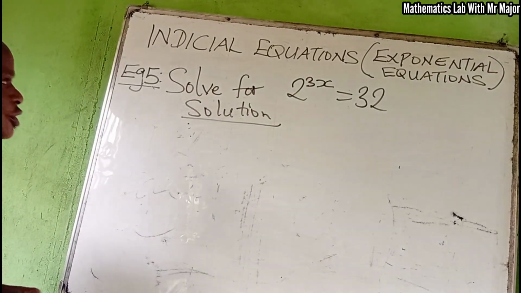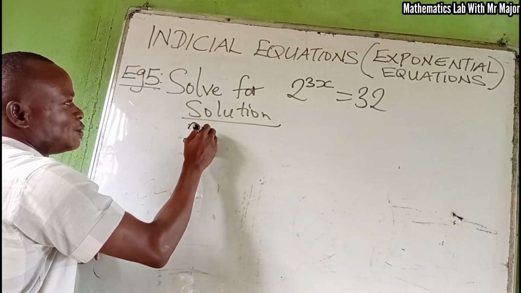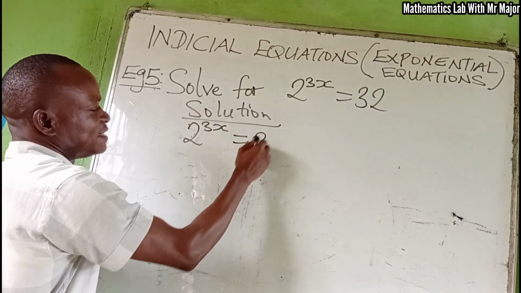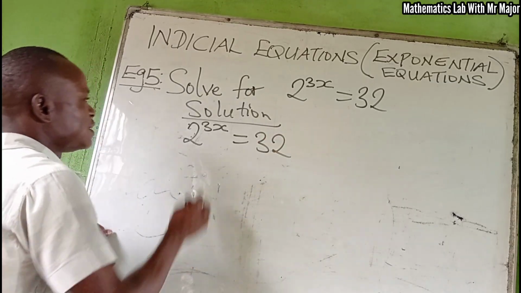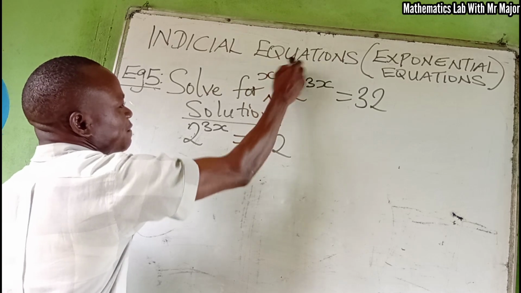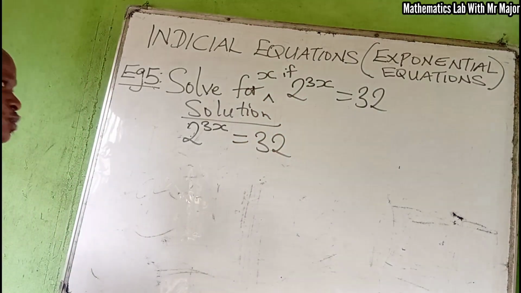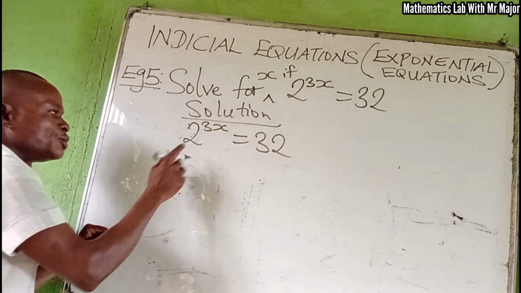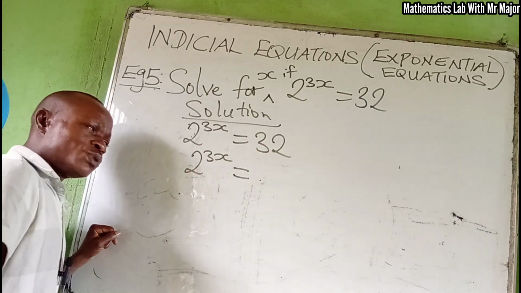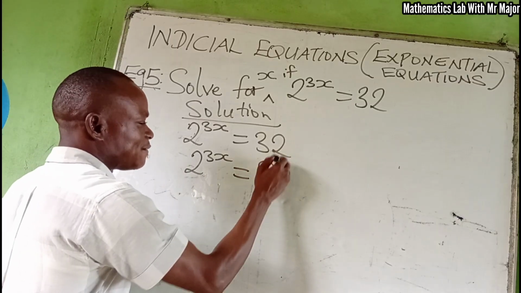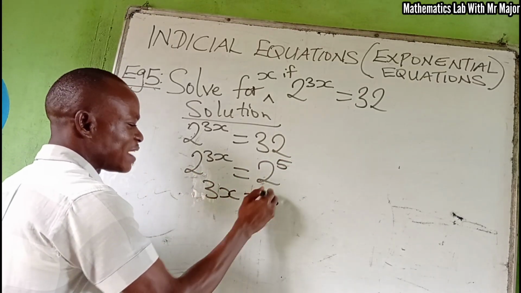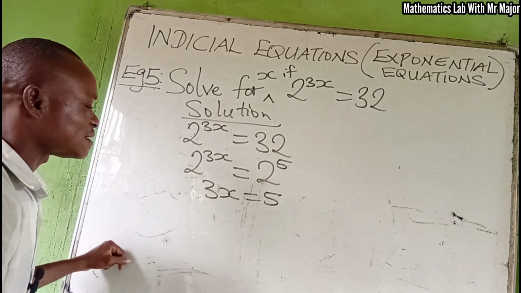Okay, we have another question on the board, which is 2 raised to power 3x equal to 32. The instruction is to solve for x. Solve for x if 2 raised to power 3x equals 32. So now, 2 raised to power 3x equal to 32 is the same thing as 2 raised to power 5. The bases are the same, so we have 3x equal to 5, because when the bases are the same, we equate the powers.